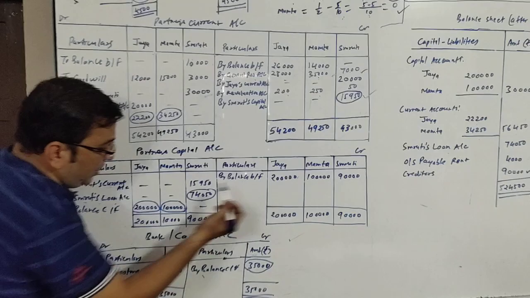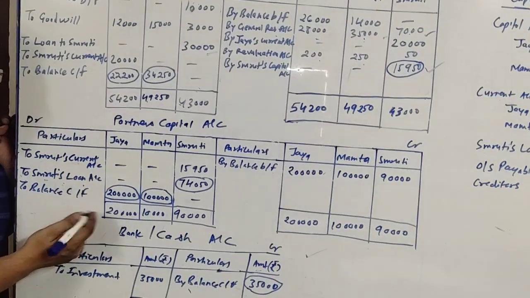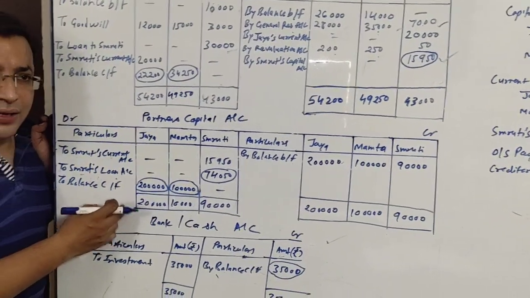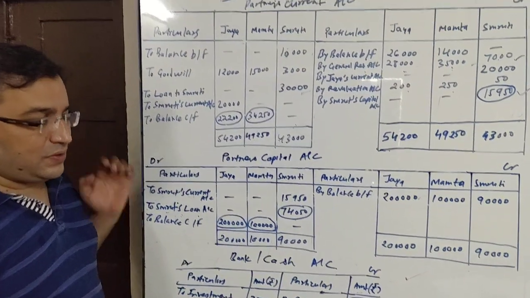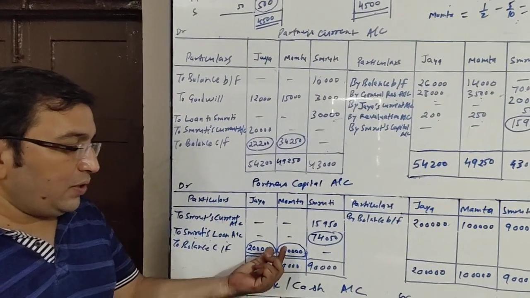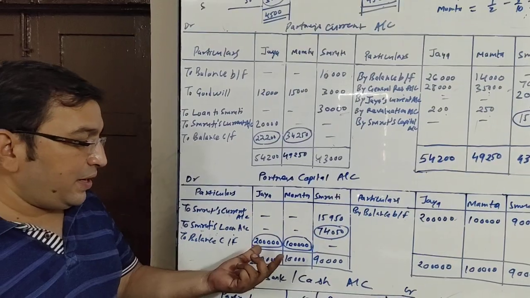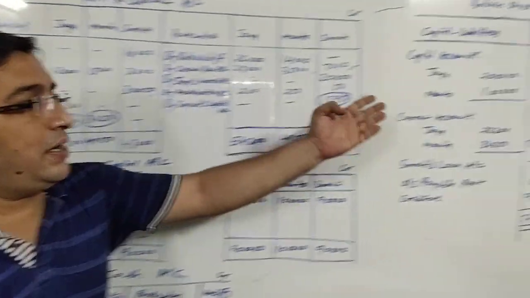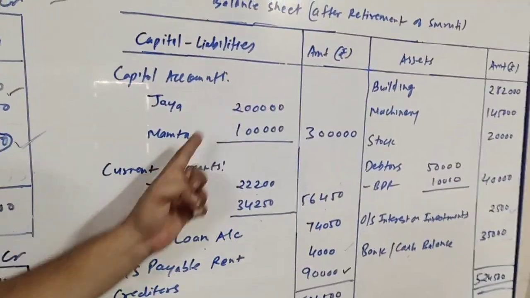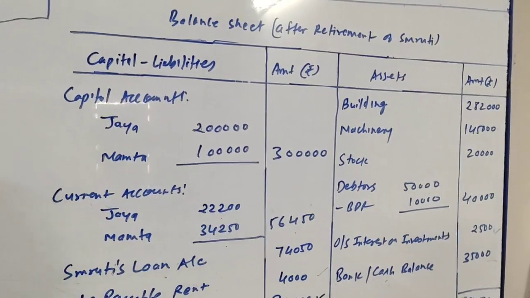Finally we will close the capital accounts of the remaining two. Credit side 2 lakh and 1 lakh, debit side nothing, so it will be carried forward, 2 lakh and 1 lakh only, right? And capital accounts are fixed here, so their capital is going to remain the same as before retirement, 2 lakh and 1 lakh. So here it is capital account Jaya 2 lakh and Mamta 1 lakh, total 3 lakh.